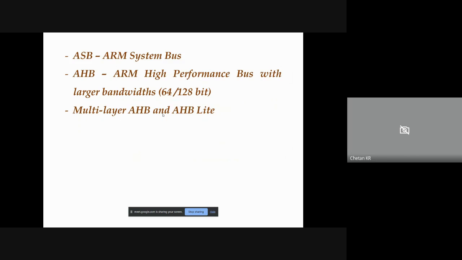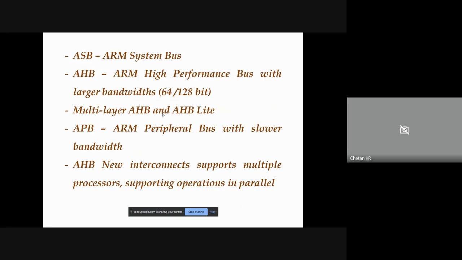And if you don't want 64 or 128, you just need a shorter bandwidth, say 32-bit or 16-bit, you can use the version called AHB Lite. You need not use the high-speed AHB. You can go to AHB Lite if the request is very small, the bandwidth required is very small. Next comes APB, which is ARM peripheral bus with slower bandwidth. A new change that has happened is the AHB new interconnect supports multiple processors operating in parallel. Okay, that is what is going on.